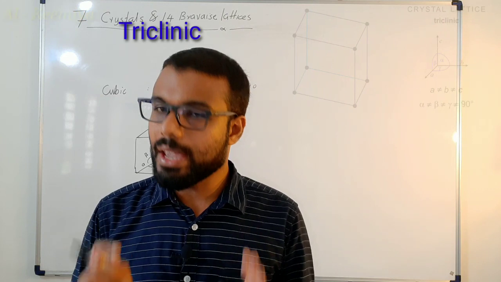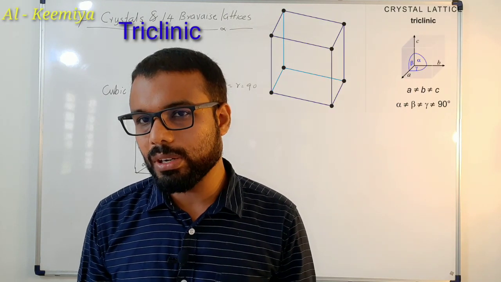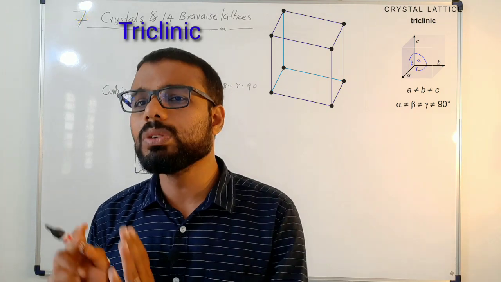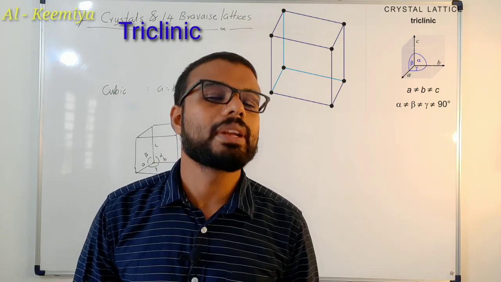Triclinic: a is not equal to b is not equal to c, alpha is not equal to beta is not equal to gamma is not equal to 90.